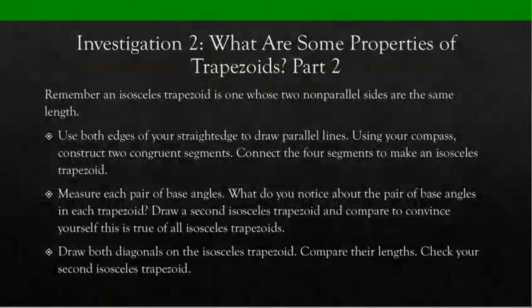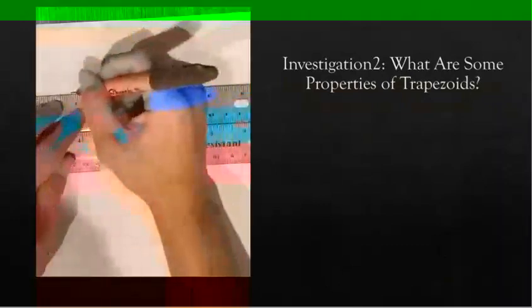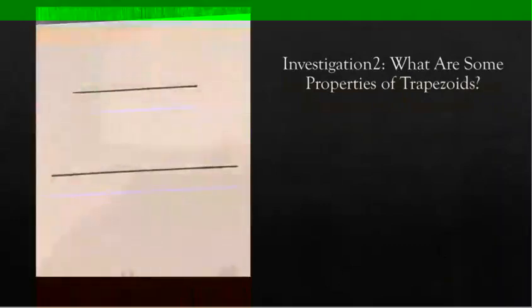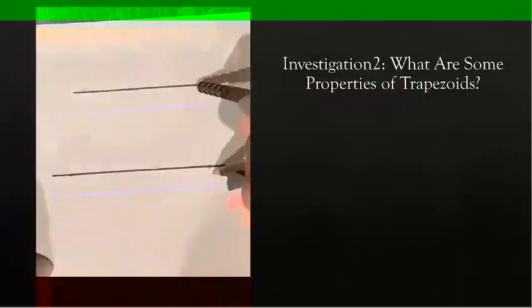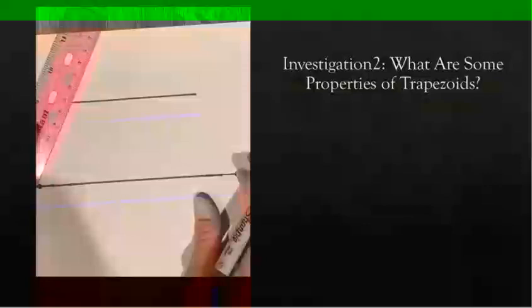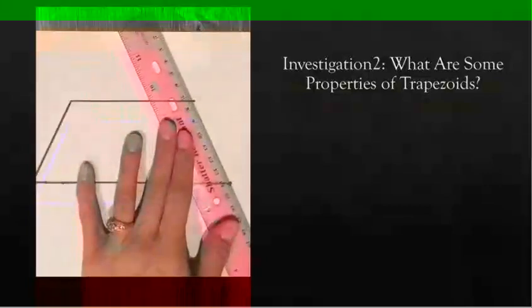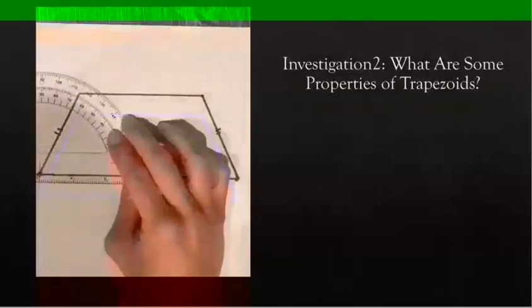The last thing we'll do is draw the diagonals on the isosceles trapezoids. Compare their lengths and check your second one as well. Here's what that looks like. I put two rulers together so that my parallel sides would be a little further apart. I'm using my compass to find a point of intersection from both of those top endpoints that would be the same. I had to draw my bottom base out just a little to get those the same. So I have an isosceles trapezoid.